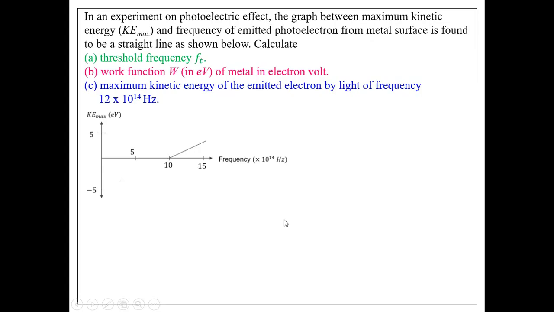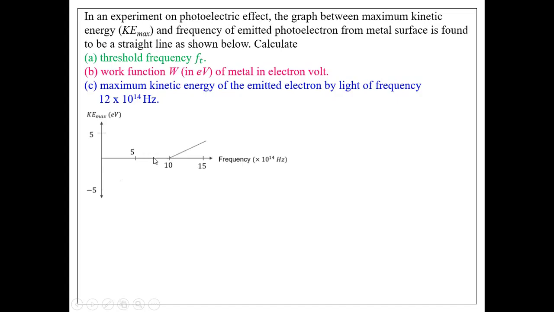All right, so to find threshold frequency, all you have to do is look at this graph. Essentially this graph says, Ke is in the vertical axis, frequency is in the horizontal axis. For example, if you put in 5 times 10 to the 14 hertz, the light that's coming in is not strong enough to cause any kinetic energy. So at 5, Ke is still 0. So the frequency here is not strong enough.